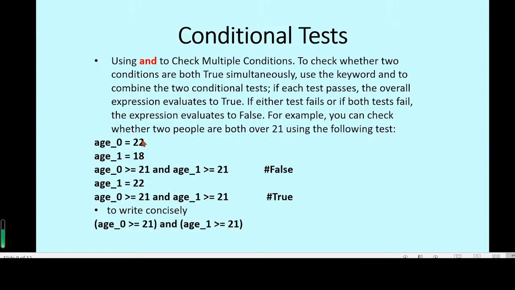So these two people have ages 22 and 18. We can test if this age is larger than or equal to 21, and this one is also older than 21. The result will be false because one is not larger than or equal to 21. But if we change the second one to 22, then we test again, it will be true because both are older than 21. To write concisely, you can also add parentheses here, so it will be more clear.